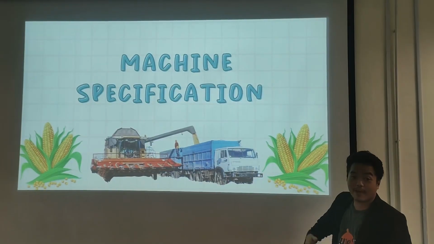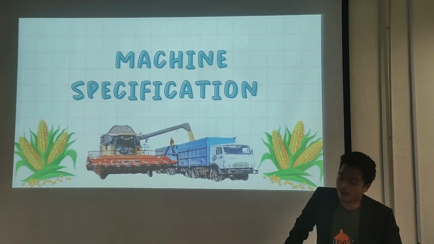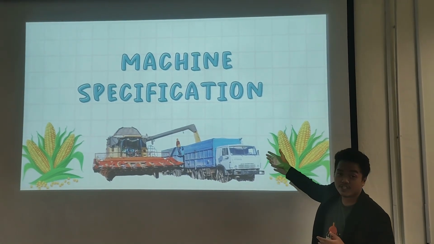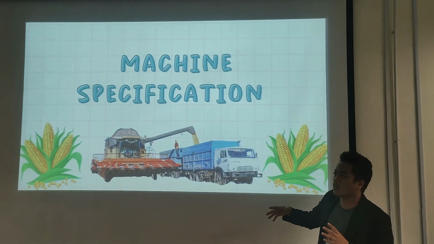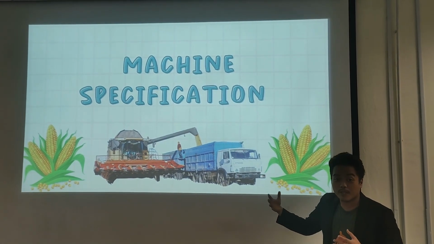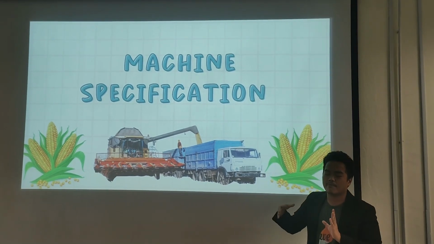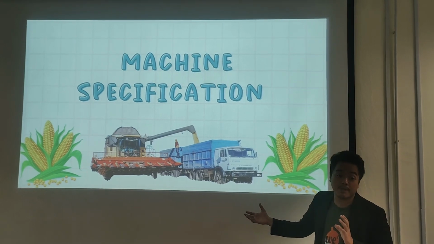Okay, bear with me, and I will be talking about machine specification. Why is specification important to a machine? This is because specification can lead us to how to use the machine, how many hours it can operate efficiently, and the parts in the machine that make it operate, and also to make it easier to repair and maintain.